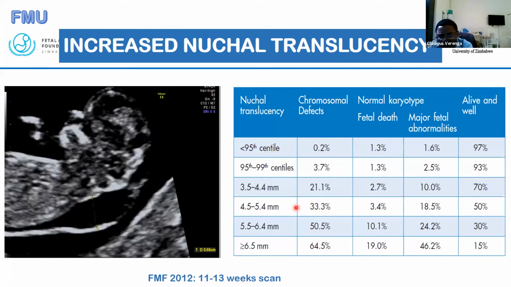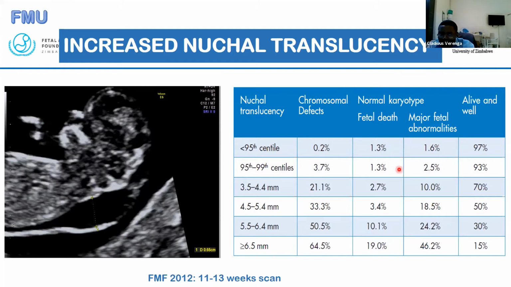So a nuchal translucency below the 95th centile simply means that the risk of chromosomal abnormalities is about 0.2%, which is okay because it will be probably below the population risk. The population risk of having Down syndrome is about 1 in 500 or so. So it will be below 0.2%, which is reassuring, a normal nuchal translucency. It does not necessarily rule out Down syndrome, but we are saying the likelihood becomes very little. And of course, these are the other risks.